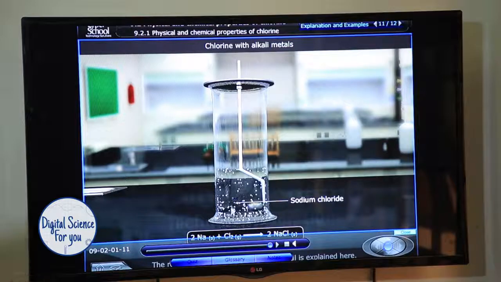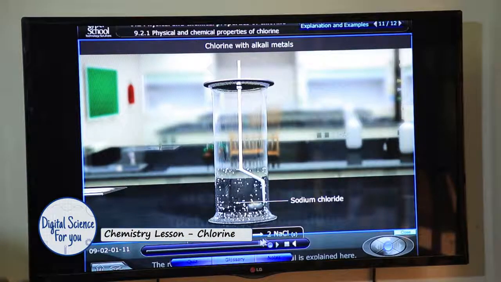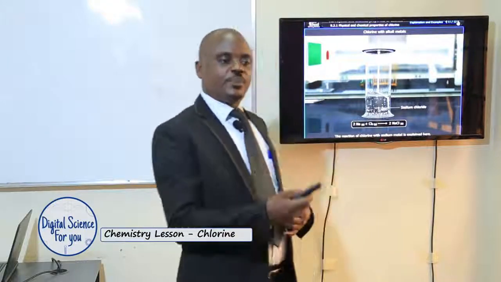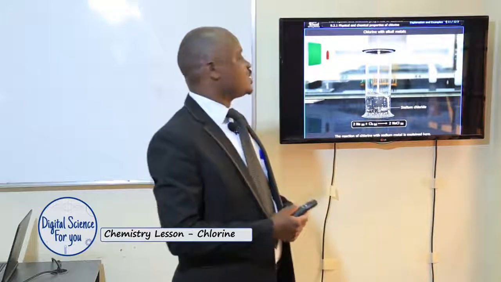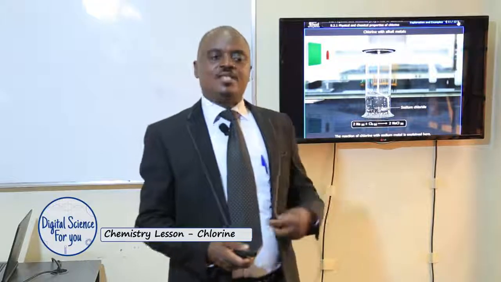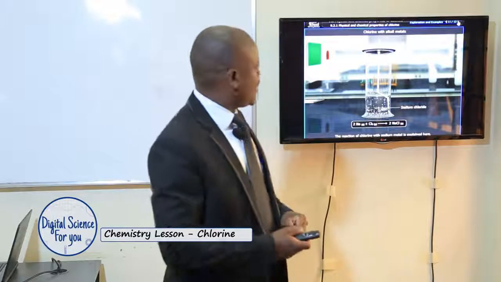So the equation: we have 2 moles of sodium reacting with 1 mole of chlorine gas to give us 2 moles of sodium chloride. You have never known how we get sodium chloride, the one we eat. It can be prepared in a laboratory like this, but because we cannot prepare chlorine in the lab, Digital Science is here to show us how we obtain sodium chloride.